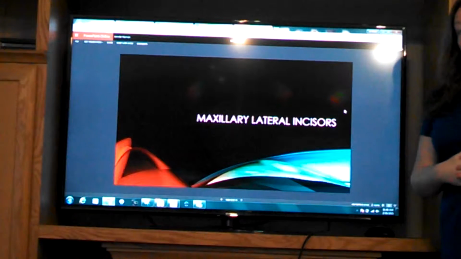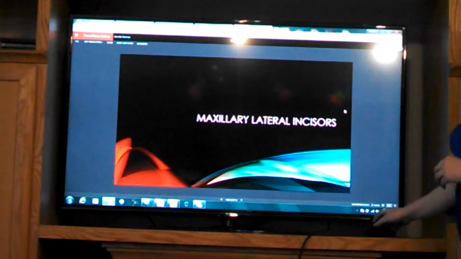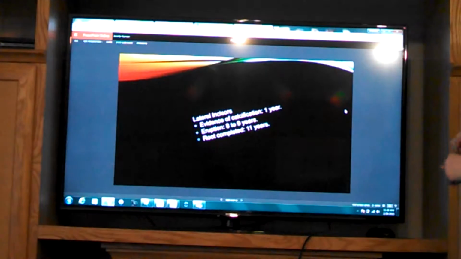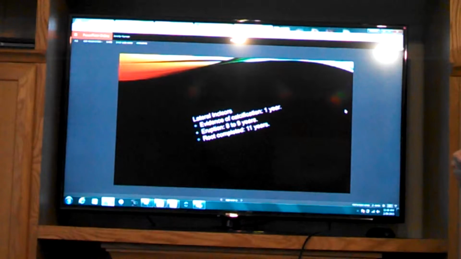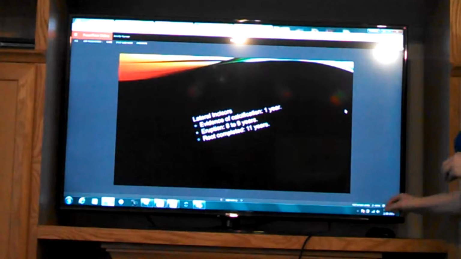Okay, moving on to the maxillary lateral incisors. The lateral incisors' calcification begins at 1 year. Eruption is 8 to 9 years. Again, we have that plus or minus 6 months depending on the child's development. And root completion is 11 years. And if you remember back to the maxillary central incisors, the root development is at 10 years.